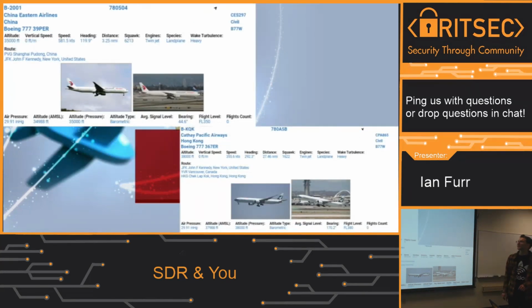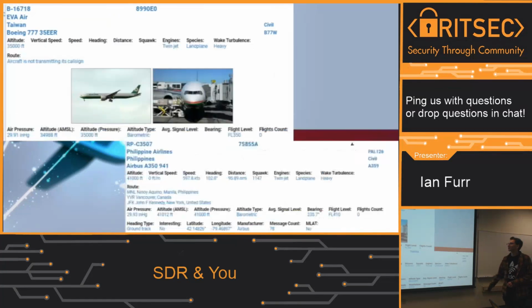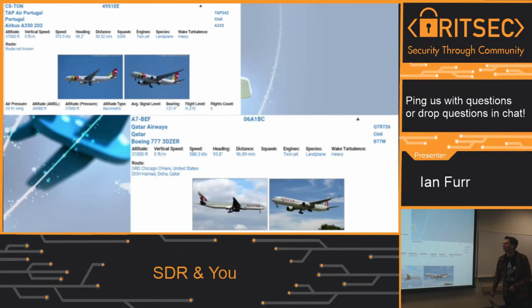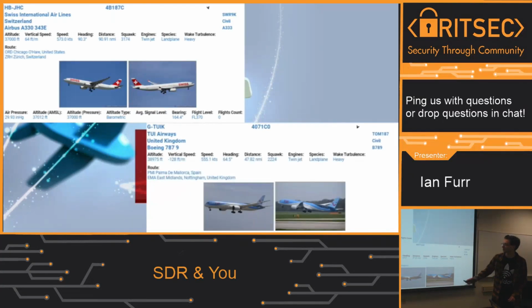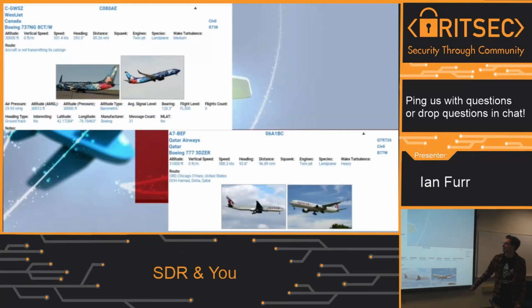So a couple more interesting things. I've found planes from China, Hong Kong, Taiwan, the Philippines, Portugal, Qatar, Switzerland, the UK, Canada. This one's actually a Disney plane. WestJet, you can like rent planes and stuff. So this one has a Disney livery. You can see Mickey out on the tail of the plane. So that was really cool.